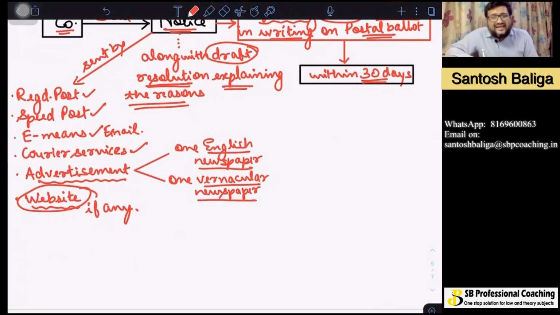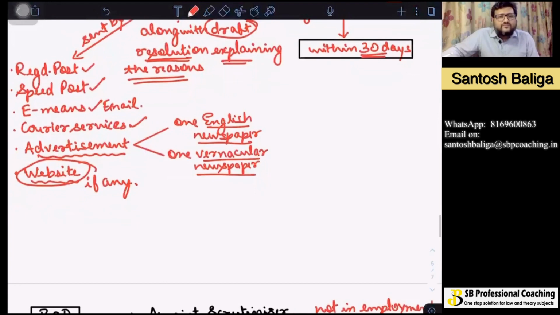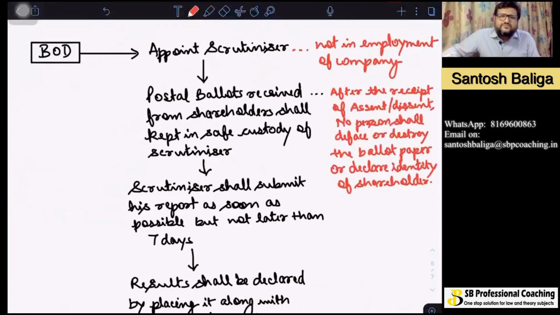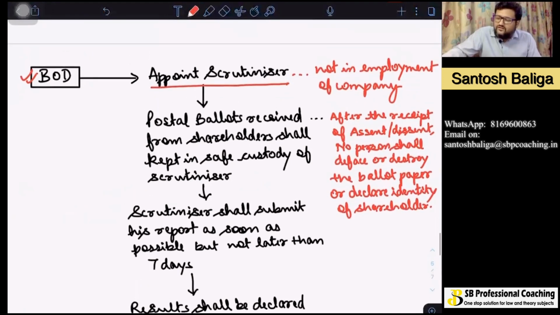Okay, so you're clear about the first part of the procedure, which is notice. Now the next part is, once the notice is sent and the postal ballot received by the shareholders, the board of directors have to appoint a scrutinizer. We have understood who is a scrutinizer and what is his role in our previous lecture of e-voting already. Now, who is a scrutinizer? He is the person who will oversee the conduct of this poll.